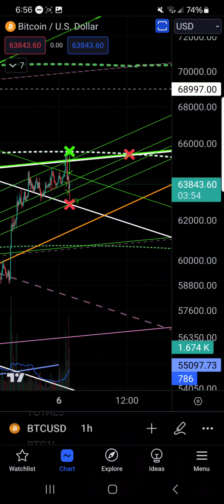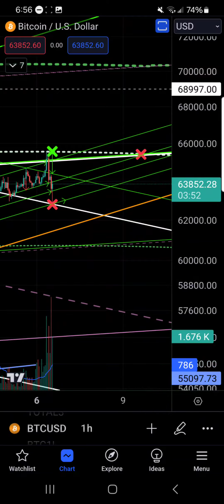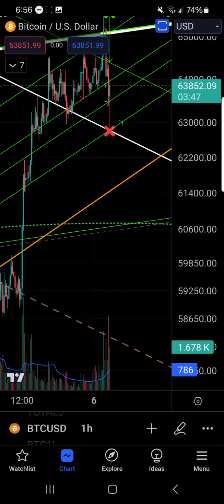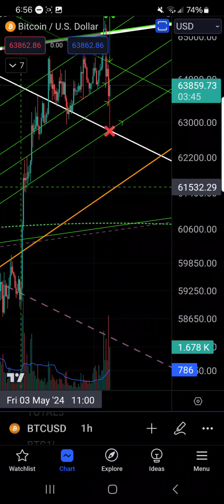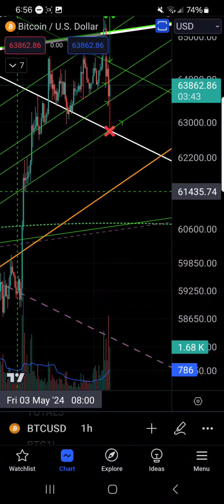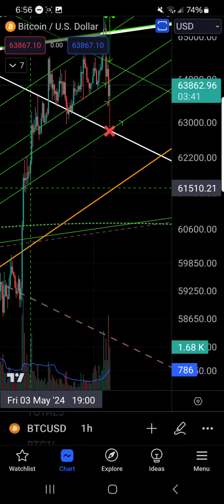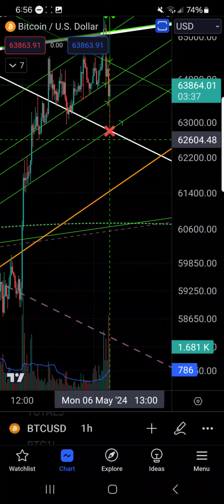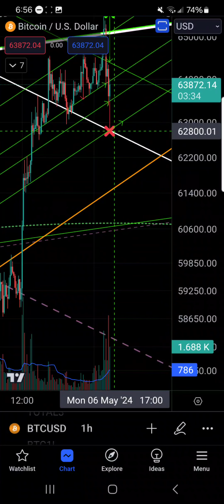Now, you can see why I had this line down here. It has support back here. It's a clear area of support and an obvious potential target here.